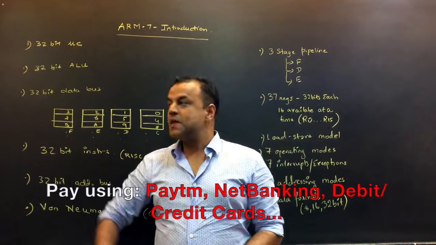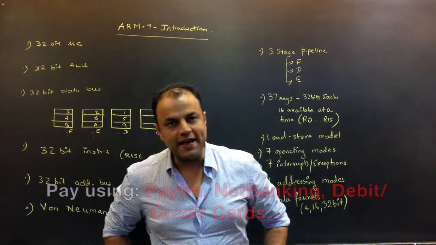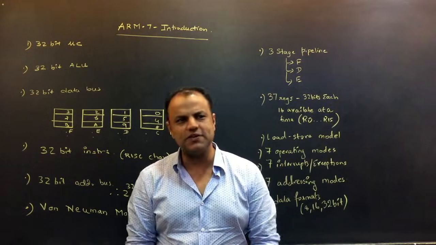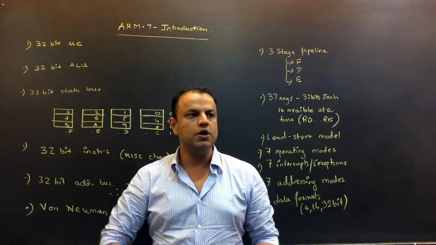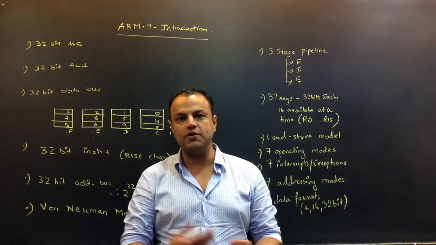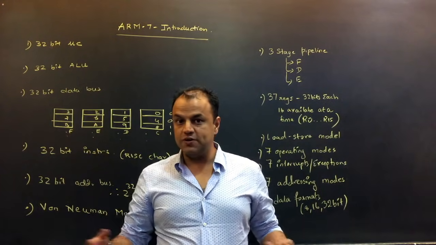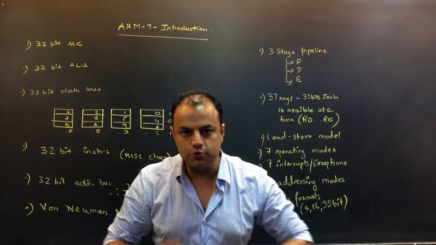Anyway, now let's start. So it's a 32-bit microcontroller. Next, it has a 32-bit ALU. These two properties go hand in hand. Obviously, if it's a 32-bit microcontroller, it will have a 32-bit ALU. That means again, it can do 32-bit add or 32-bit subtract in one cycle. It has a 32-bit data bus. What does that mean? It can transfer 32-bit data in one cycle.